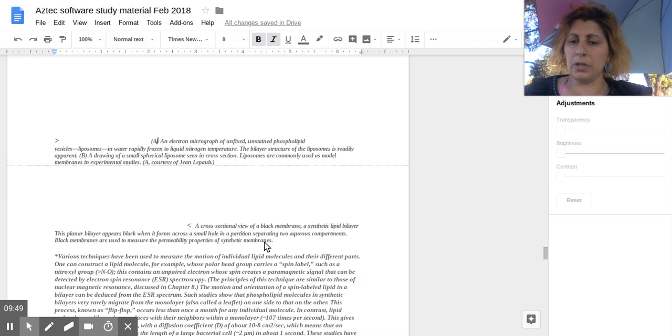Various techniques have been used to measure the motion of individual lipid molecules across membranes. We'll continue in the next part.